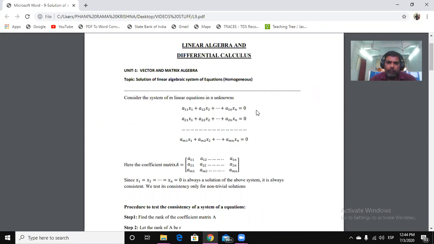So, what is the meaning of a homogeneous linear equation? In the last session we have seen linear equations. What is the meaning of homogeneous? Look at this AX equal to B: the constant matrix B, the right hand side, all the elements are 0.